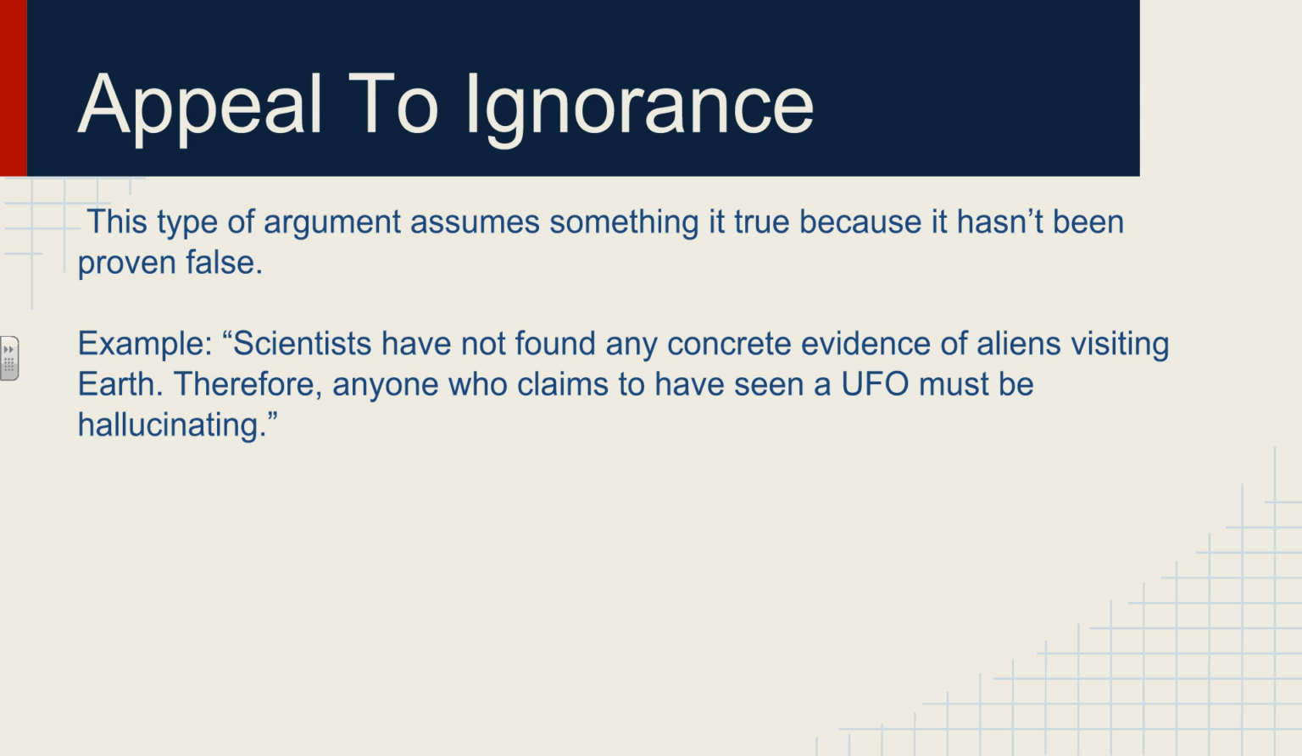The next type of logical fallacy is the appeal to ignorance. This type of argument assumes something is true just because it hasn't been proven false. So, for example, scientists have not found any concrete evidence of aliens visiting Earth. Therefore, anyone who claims to have seen a UFO must be hallucinating. Just because we haven't found any concrete evidence of aliens doesn't mean there aren't aliens. And that's the appeal to ignorance.